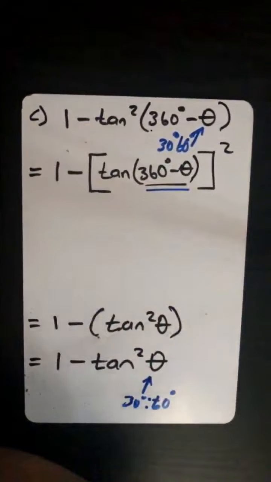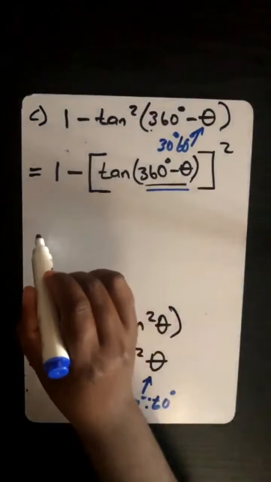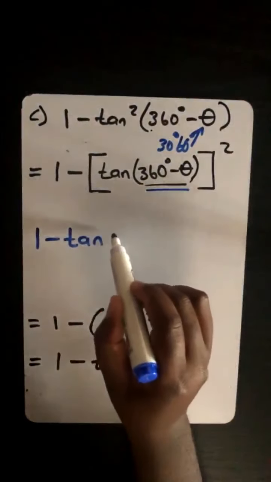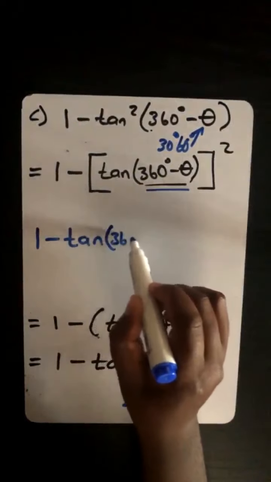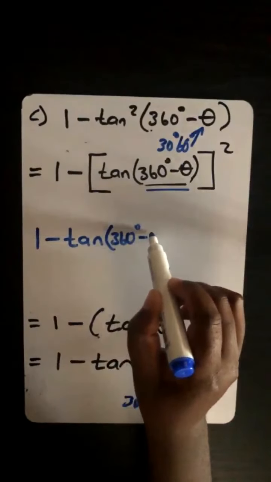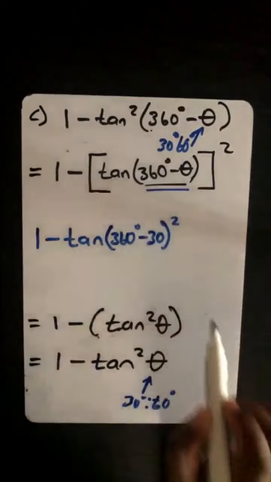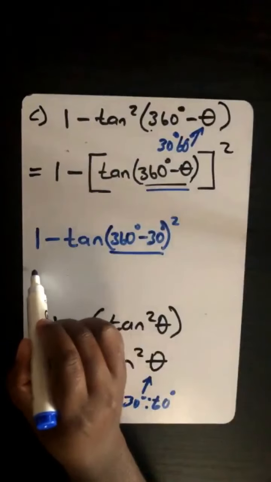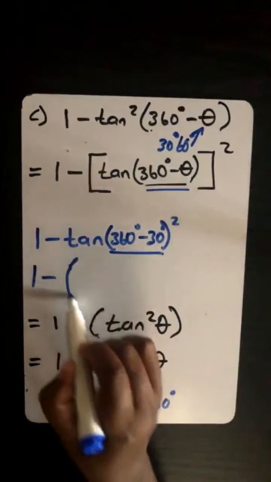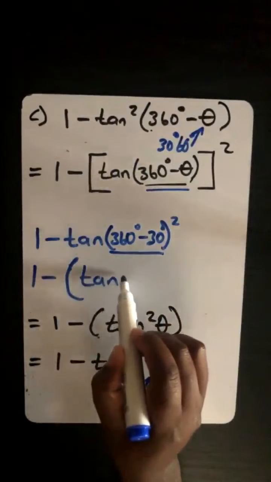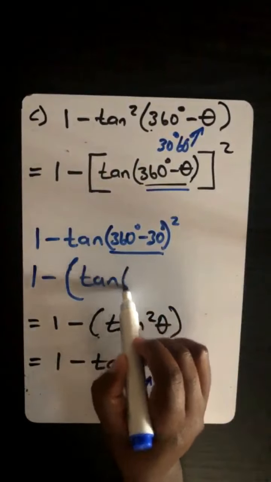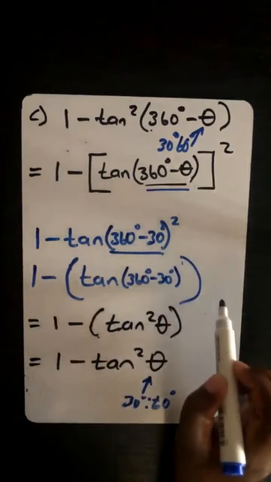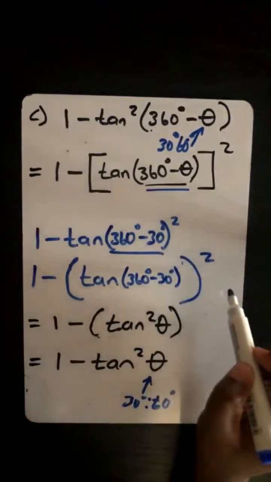Be careful, guys. You mustn't do something like 1 minus tan, and then say 360 degrees minus, for those who are using 30, and do this thing. Because the moment you do that, it's more like you are squaring an angle. So rather say 1 minus, put it in brackets and say tan, then it's going to be into 360 degrees minus 30 degrees. You close again, then you put a squared outside.